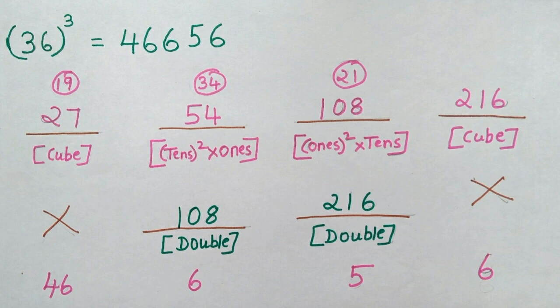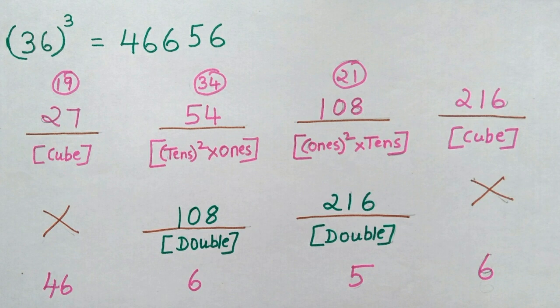So see, what do I have in my tens place? 3. So what is the square of 3? 9. And when I multiply 9 with 6, I will get 54. And now see the third dash. In this what I am going to do? I am going to square the ones place and multiply with tens. Remember, square of the ones place and multiply with tens. That is, what do I have in my ones place? 6. So what is the square of 6? 36. And when I multiply 36 with 3, I get 108, right?